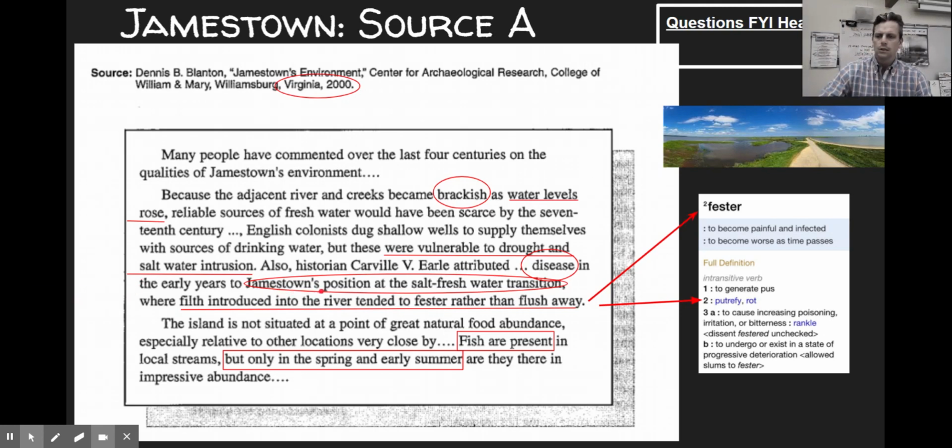And how is he going to attribute that? He's going to say Jamestown's position at the salt freshwater transition, where filth introduced into the river, washing your dishes, maybe, remember, no one's peeing into the river, but they're also not going to have the most advanced sewage system. And maybe they're using river water to irrigate that and flush that out. So I'm guessing there is kind of some sewage waste. But the filth introduced into the river is going to go away, but then it's going to tend to fester rather than flush away. It's not going to keep flushing like they want to.